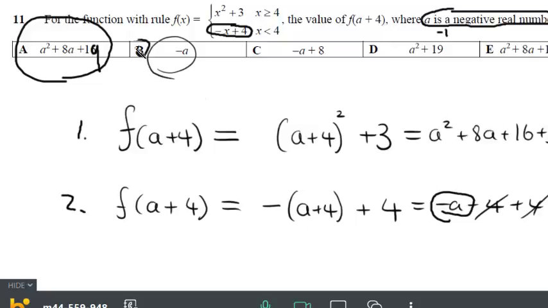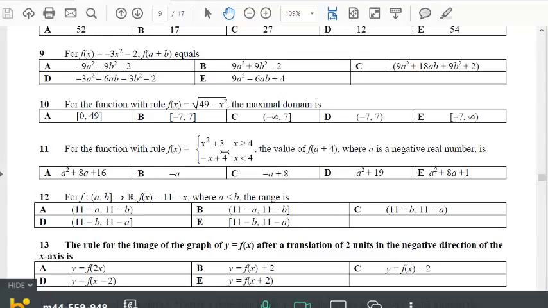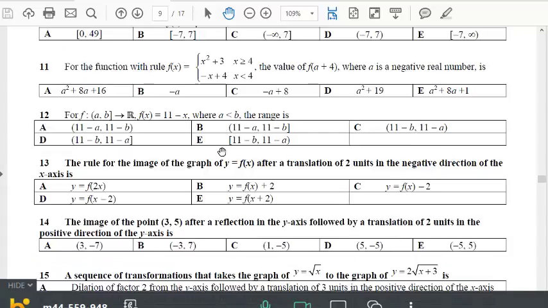So I think Chris is doing really well today. Now we're going to move on to the next question. Maybe try this one here.